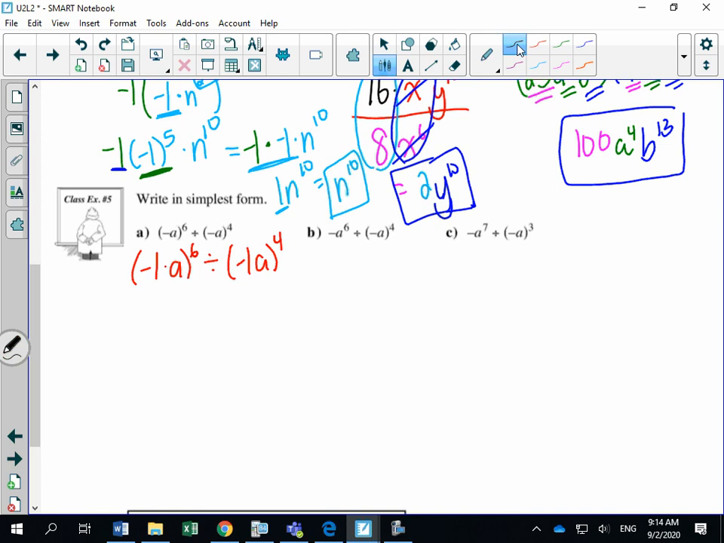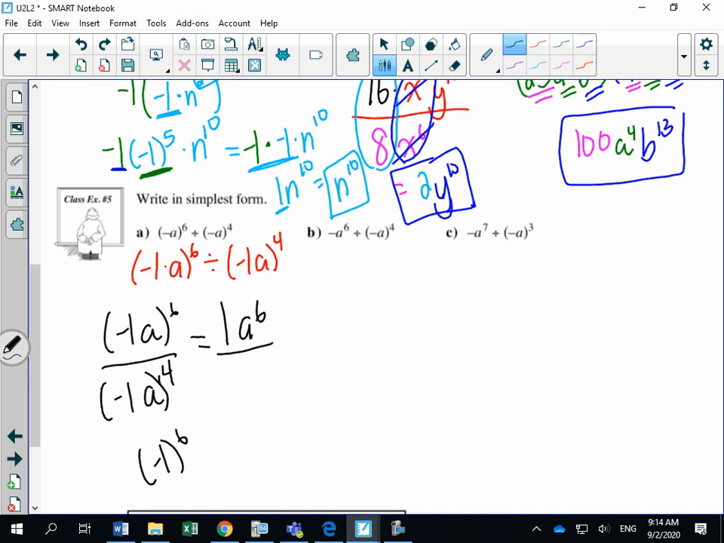with our division bar. So -1 a to the 6 all over -1 a, and that's all to the power of 4. Okay, this one, if you typed in your calculator -1 to the power of 6, and remember that -1 has to be in a bracket, you are just going to get 1 as your answer, and then a to the 6. Down here, if you typed in -1 in a bracket to the power of 4, you're going to get 1 as your answer, a to the power of 4. 1 divided by 1 is just 1, or it cancels. A to the 6 divided by a to the 4 is a to the 2.